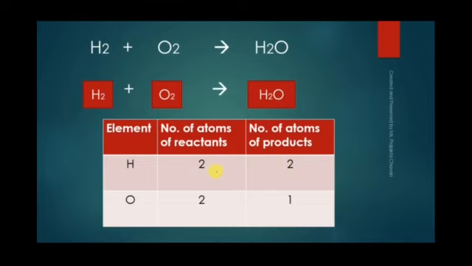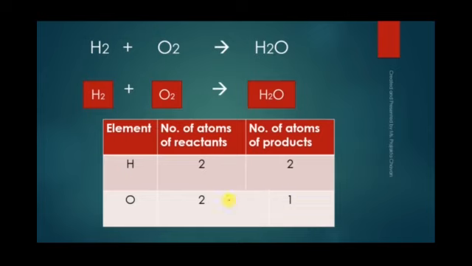So hence we are going to start by balancing the number of atoms of oxygen, because for reactants, the number of atoms for oxygen is 2, and for product, the number of atoms for oxygen is 1. So it is not balanced. Hence, we are going to start by balancing oxygen. So we have to make the number equal, and to make it equal, we are going to find the LCM of the two numbers. So here our two numbers are 2 and 1. So LCM of 2 and 1 is 2.